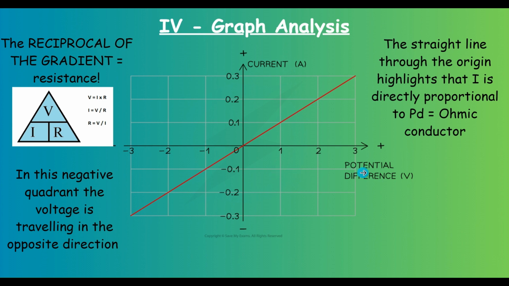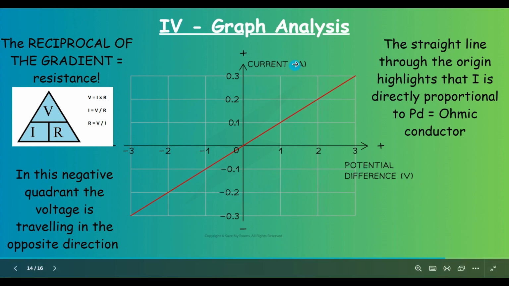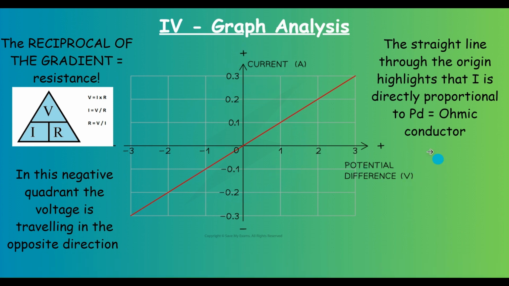Why is it the reciprocal and not just the gradient? Well, you've got current on the y-axis, potential difference on the x-axis. So you're doing current divided by potential difference. But we know that resistance is equal to voltage divided by current, so the opposite way. So you have to do the reciprocal of the gradient. Unless you drew a graph which was potential difference on the y-axis and current on the x-axis, and then the gradient would just be the resistance.